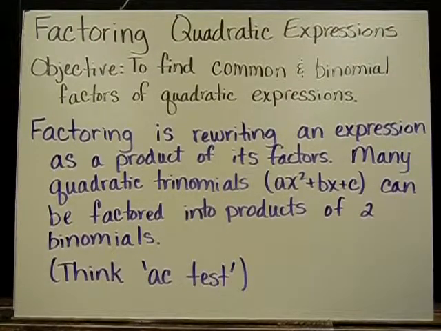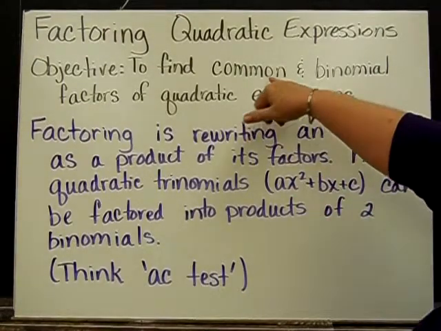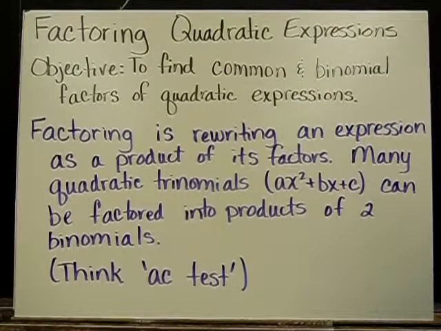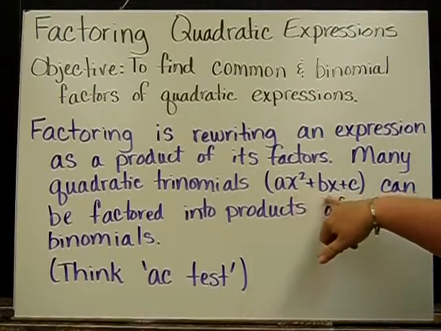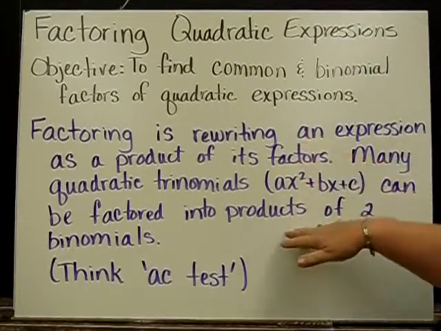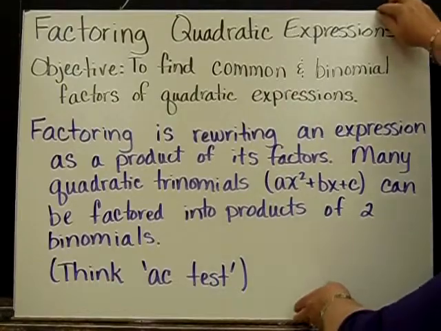In this lesson we're going to review factoring quadratic expressions. The objective is to find common factors, which would be a greatest common factor, and binomial factors of quadratic expressions. As a reminder, factoring is rewriting an expression as a product of its factors. Many quadratic trinomials, ax squared plus bx plus c, can be factored into products of two binomials. And so when you hear this, think AC test.